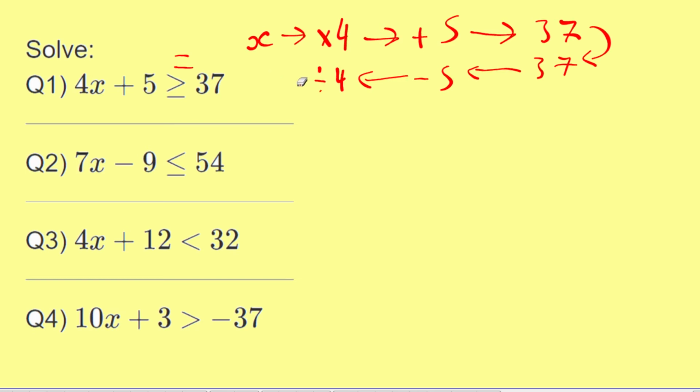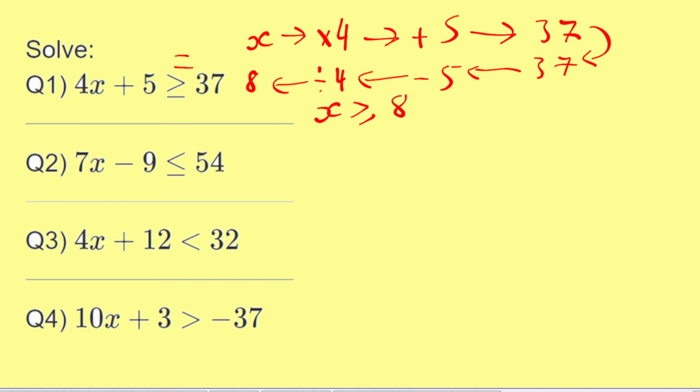Exactly the same. No difference here apart from the symbol we're going to put in at the end. So 37 take 5 is 32. 32 divided by 4 is 8. So now we know x is, and all we do now is put this symbol in at the end, greater than or equal to 8. Even if you don't know what it's called, even if you can't say it out loud, we would just say x and then that symbol and then 8.